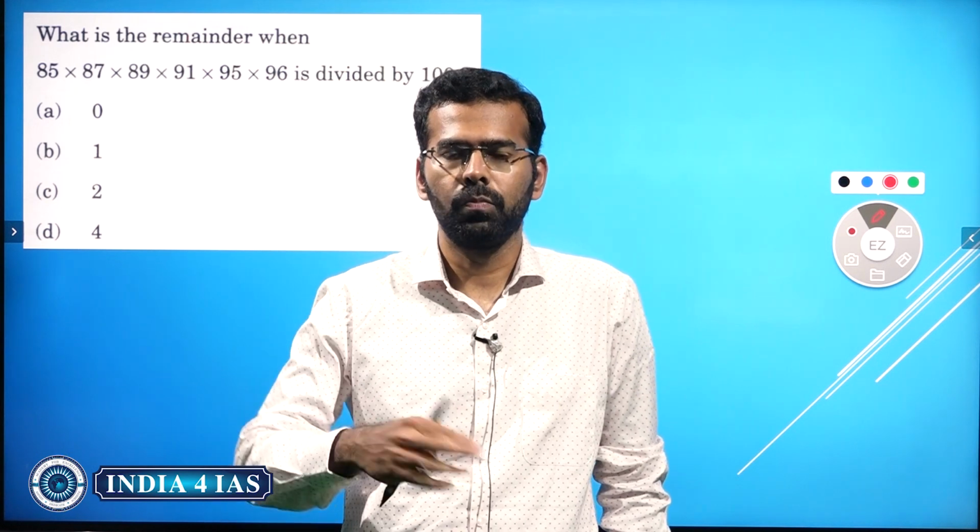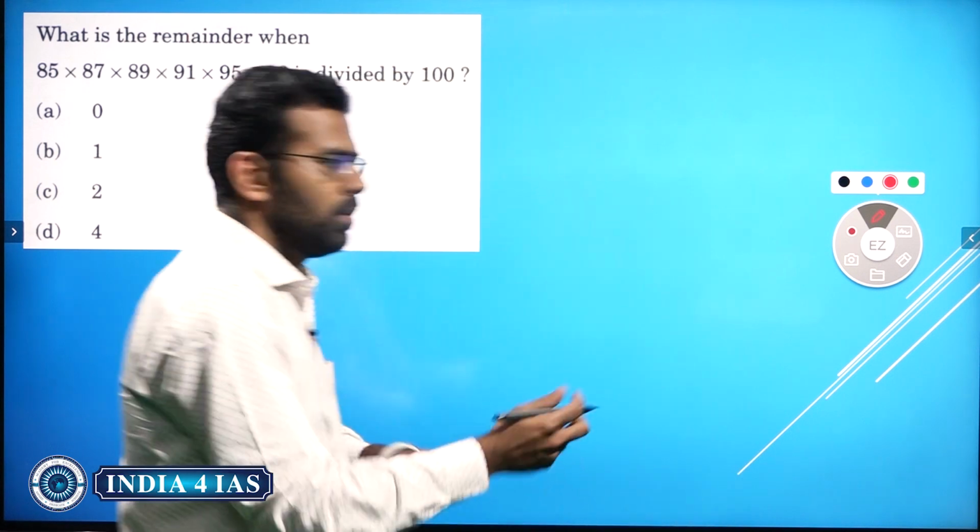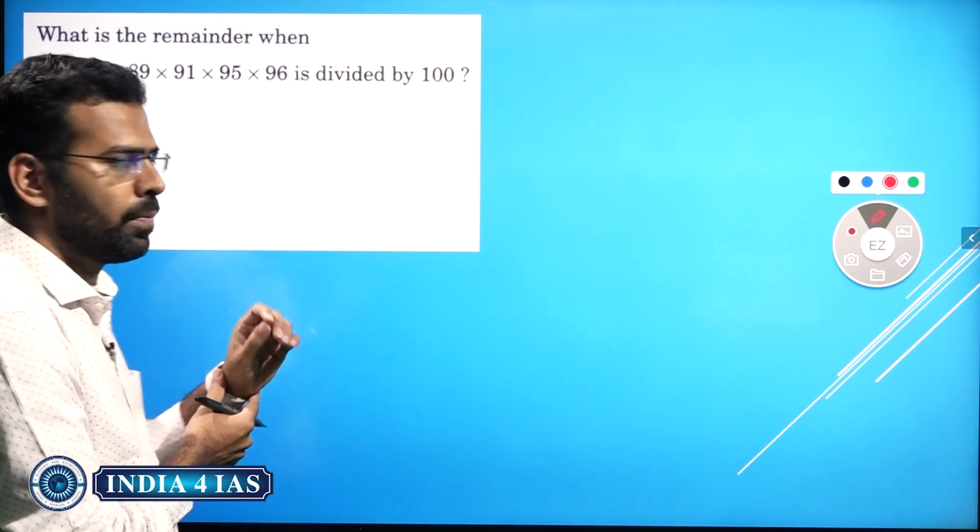So today we'll take up some of the questions from the 2023 CSAT paper, mostly from number system and permutation and combination chapters, because these two chapters were difficult and more questions were asked from these two chapters. Now, this is a question related to remainder.